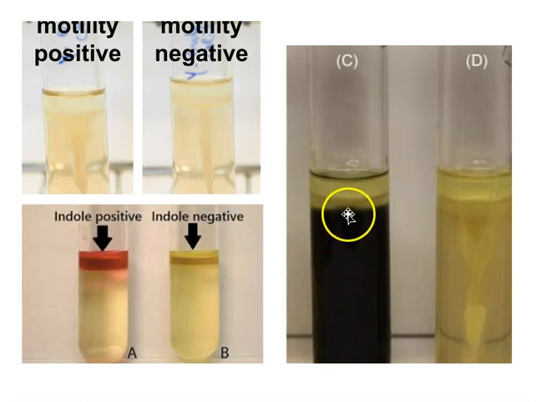Over here, you can't see the stab line because of the way the picture was taken, so we can't evaluate motility. But over here, we also have a negative reaction for indole, and we have a negative reaction for ornithine carboxylase.